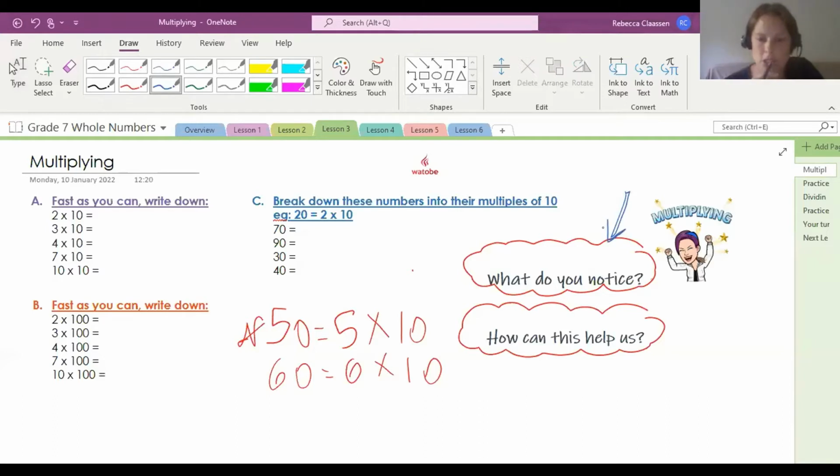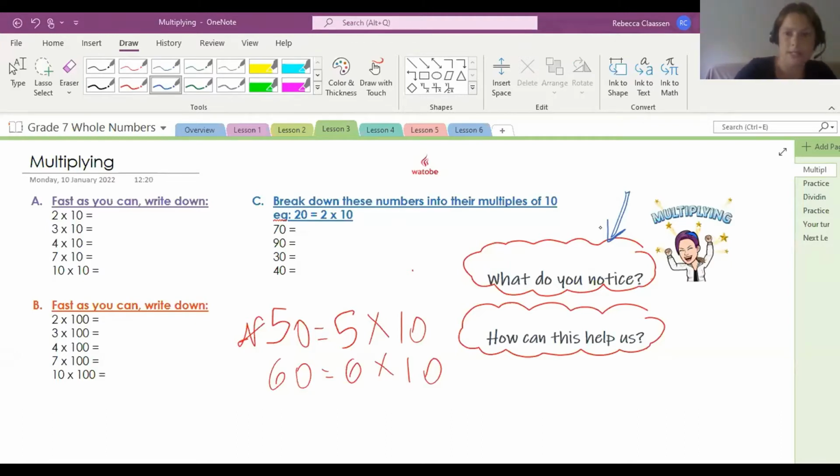So what do you notice? And how do you think this can help us with maths? What do you notice, and how can what you've noticed help us with maths? Give it some thought while we let some people catch up. Miss Rebecca, which questions are you talking about?